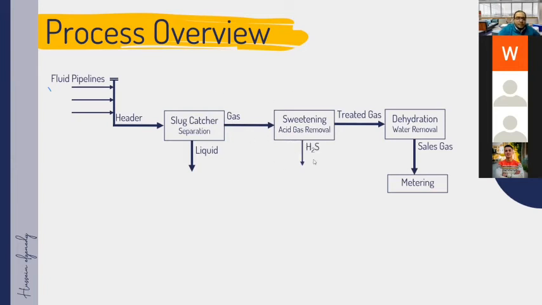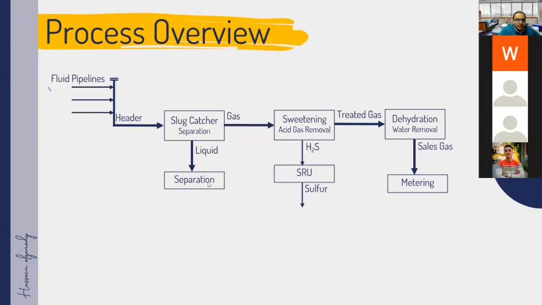From the sweetening process, we have a byproduct, which is H2S extracted from the gas. The H2S is sent to an SRU, which is a sulfur recovery unit, at which we can recover the sulfur from H2S, and it can be sold in the market also. The liquid portion is sent to a further separation, because the liquid is almost condensate, water and MEG. We will talk about MEG in brief in a moment.